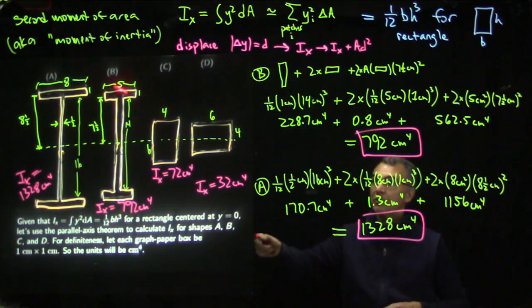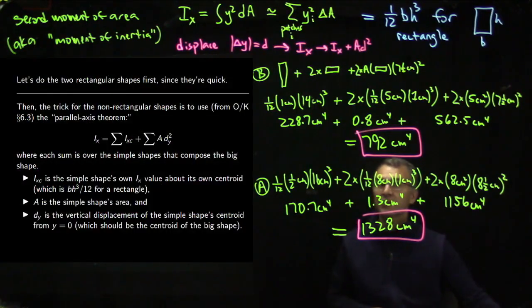This quantity, second moment of area, which is proportional to the stiffness of a beam, is much, much bigger for the same amount of material if you put it in this I-beam shape. And even more so if you put more of the material into the flanges and not so much into the webbing. To recap on the next few slides, we did the two rectangular shapes first because they were quick.